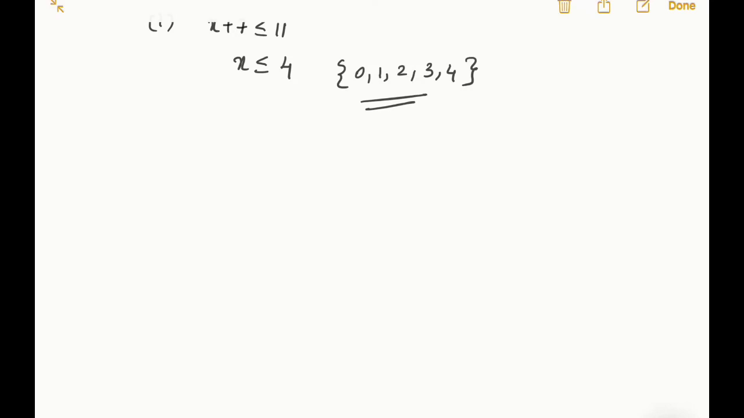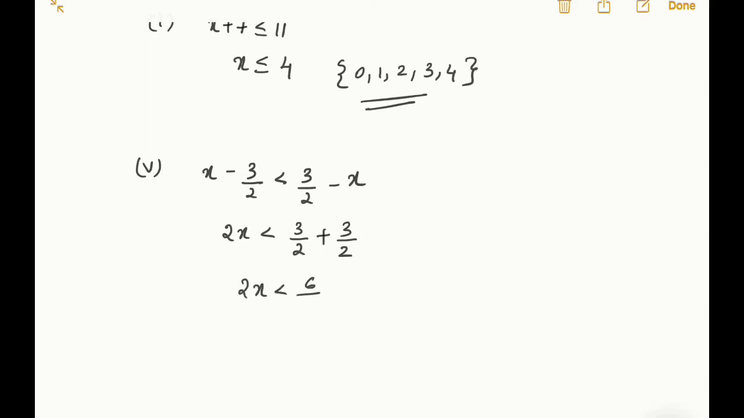Fourth also, I shall start with the fifth sub question in that. What is there in the fifth sub question? x minus 3 by 2 less than 3 by 2 minus x. So taking x terms to one side, I get 2x less than 3 by 2 plus 3 by 2. So 2x less than 6 by 2. x less than 3 by 2.